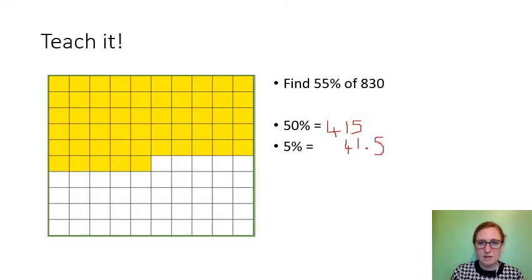So there's more than one way of working out what the 5% is, and it's up to you which method you use for that part. Once I know my 5% and my 50%, I can add them together. 0 add 5 is 5. 5 add 1 is 6. 1 add 4 is 5. Got 4 in the hundreds there. So 55% equals 456.5.